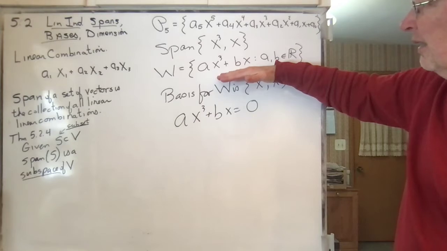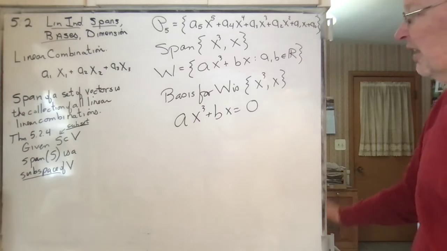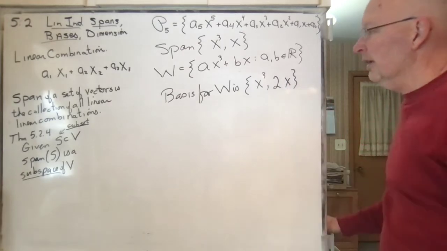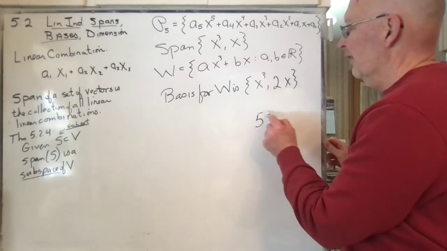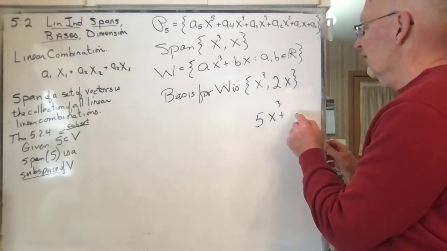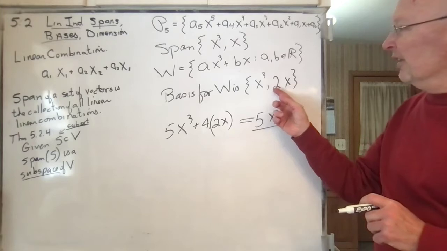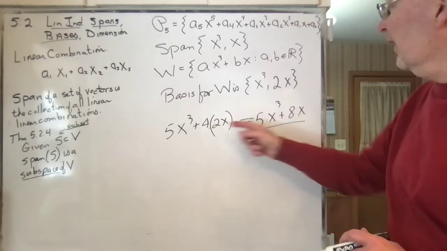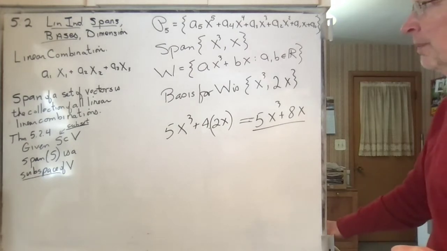Okay, I get this whole space. Okay, so it's a basis. It's not the only basis. Here would be another one. I mean, just to make one trivial, 2x, right? Because with these two things right here, if you give me anything you want, 5x cubed plus 8x, just give me something in W, and sure enough, I can write 5x cubed plus 4 times this vector gives me that. Okay, so that's a basis.